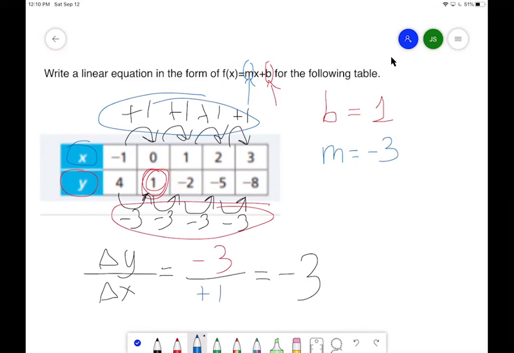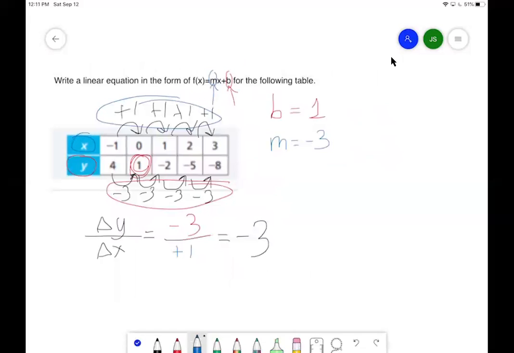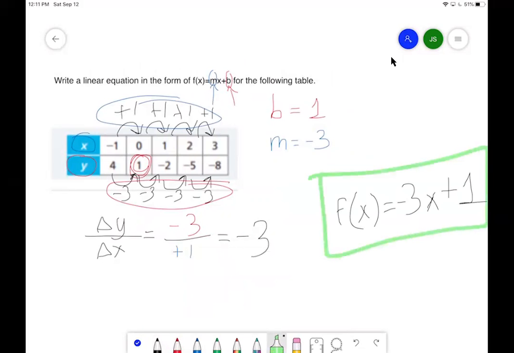Now that I have my y-intercept and my slope, I am able to rewrite the formula again. So I'm going to zoom out a little bit so I have more space. So the formula goes as follows. F of x equals, what's my m? -3x plus, what's my b? It's 1. And that's pretty much it. This is how you write the equation out of a table.